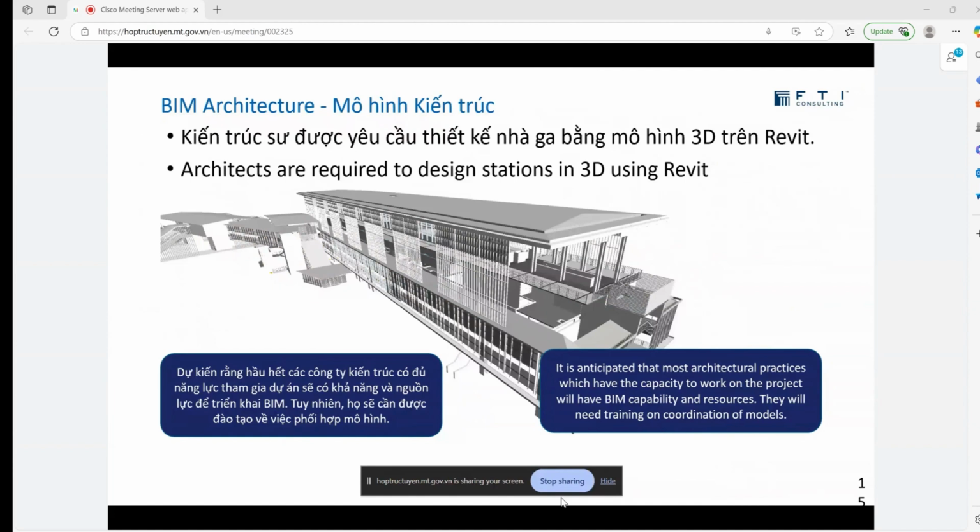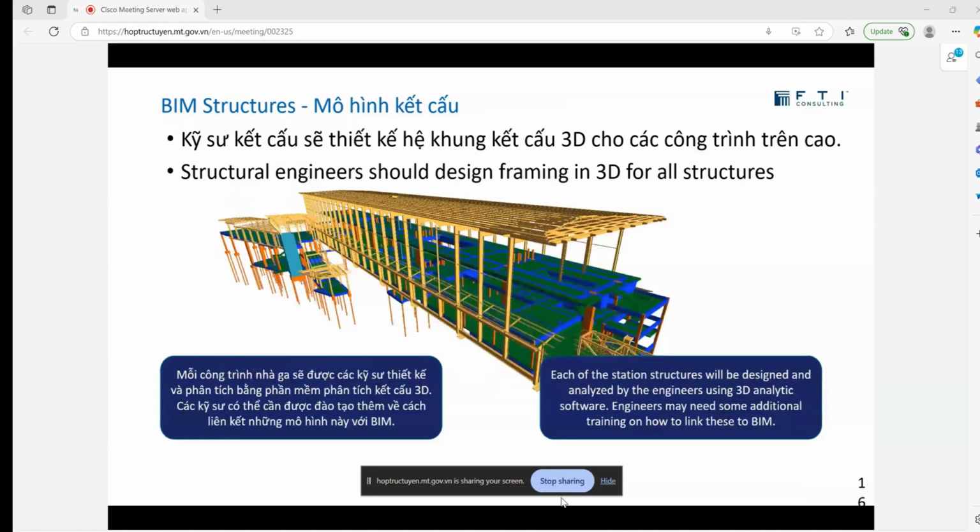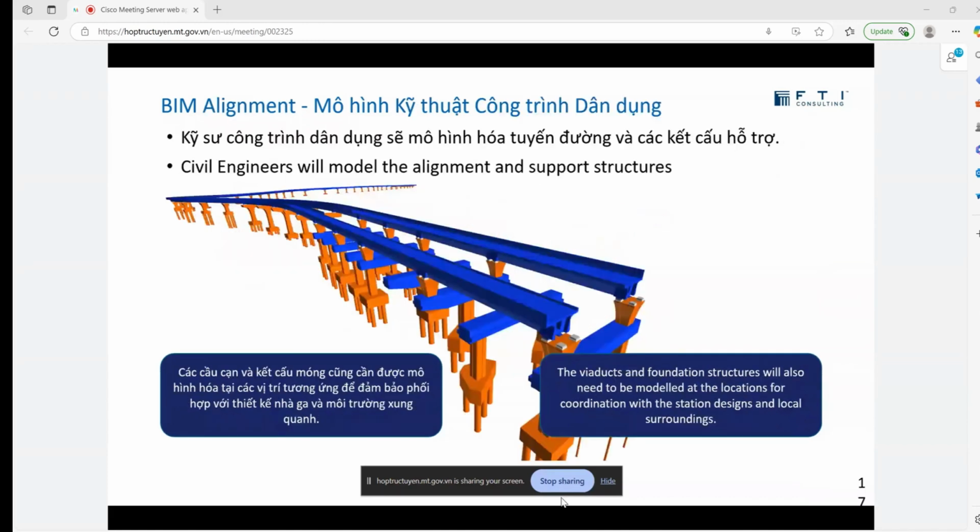When you get to the engineering teams, again, it's normal for the engineers to work in 3D. So you can expect a good quality of service from the structural engineers. Less so from the civil engineers. So when you actually get to doing the viaduct layouts, the embankments, the bridges, you're going to need to provide a little bit more support and a bit more training.